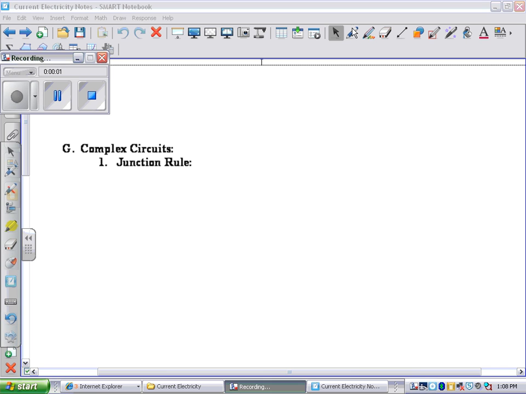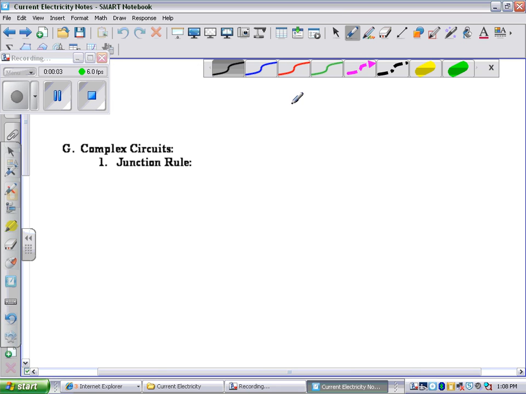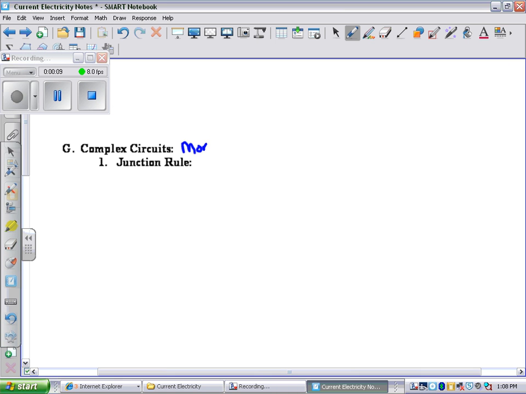Complex circuit. A complex circuit is simply one that has more than one resistor. Now, there are many, many ways to hook up more than one resistor in a circuit, but there are two rules that will always work. One is the junction rule, and the other one is the loop rule.